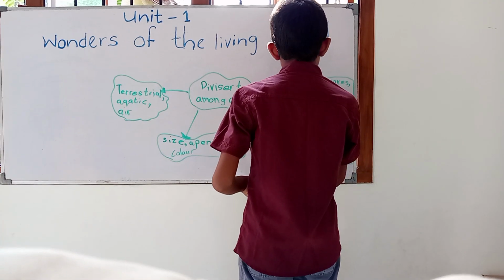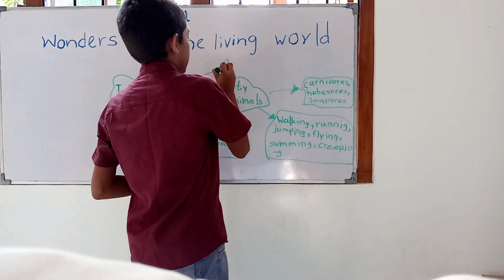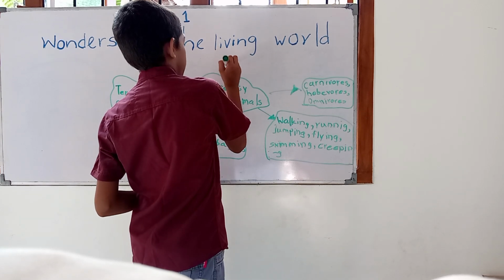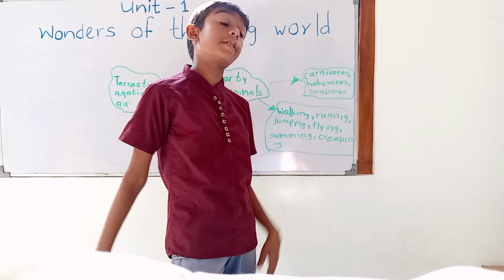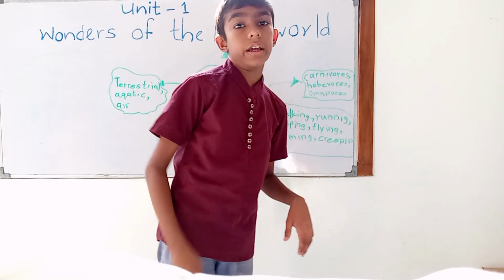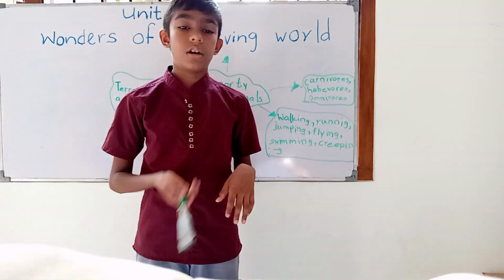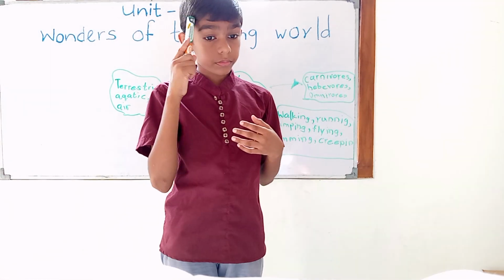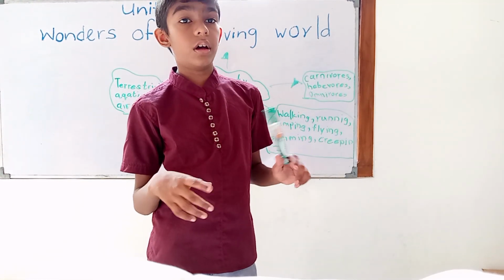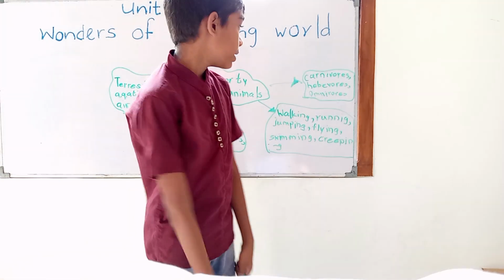Now, what are carnivores, you ask? Well, carnivores are the animals that only eat meat, like snakes, sharks, polar bears, lions. Well, you get the idea.